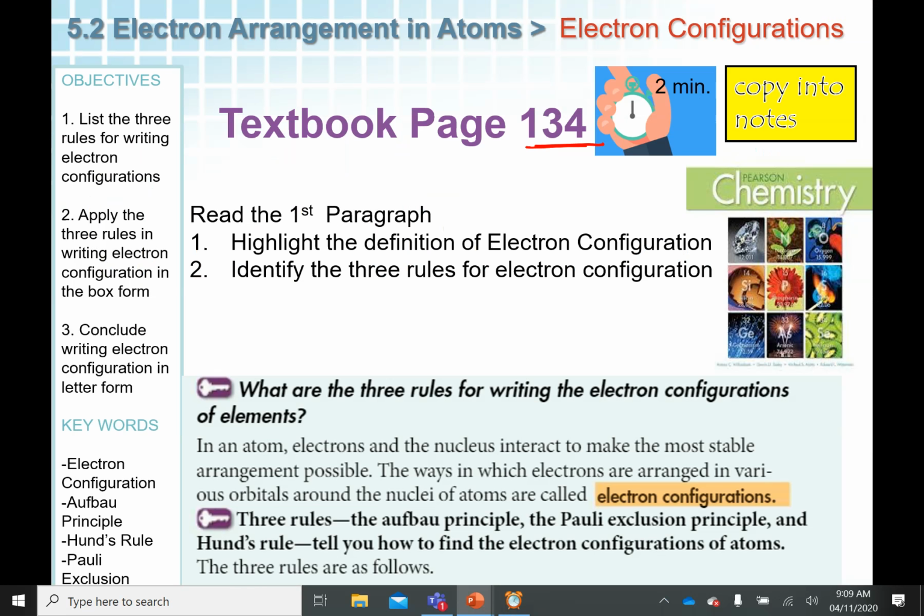What are the 3 rules for writing electron configurations of elements? In atoms, electrons and the nucleus interact to make the most stable arrangement possible. The way in which electrons are arranged in various orbitals around the nuclei of an atom are called electron configurations. 3 rules, the AUFABU principle, the Pauli exclusion principle, and Hund's rule, tell you how to find the electron configuration of atoms.